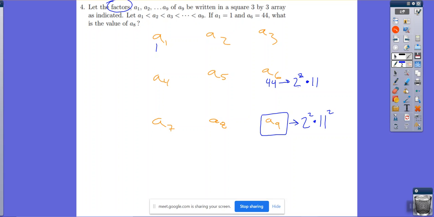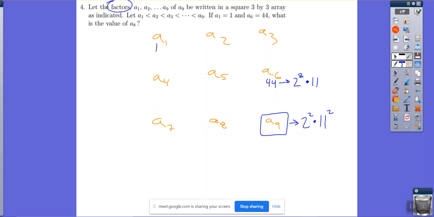Okay, and we know that the sixth factor is 44, which is 2 squared times 11. So we know that 2 and 11 have to be factors of our perfect square. And to find the number of factors that a number has, you take the prime factorization exponents, add 1, and multiply. So 2 plus 1 is 3, 2 plus 1 is 3, 3 times 3 is 9. So we know that 2 squared times 11 squared has 9 factors. We're looking for a number that has 9 factors, and 44 is one of them.